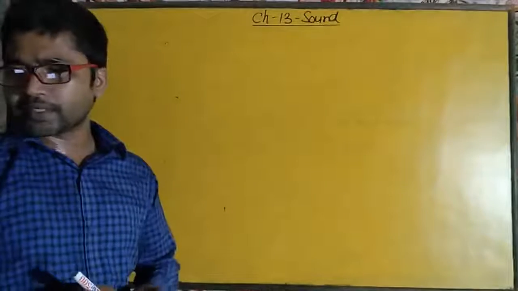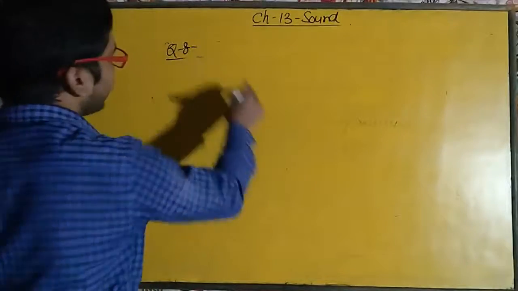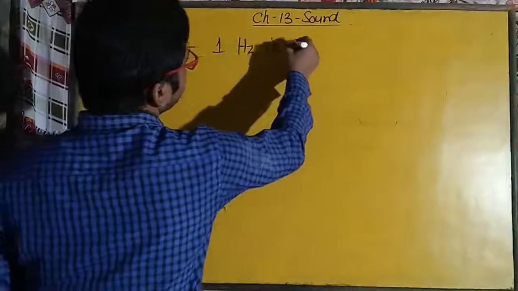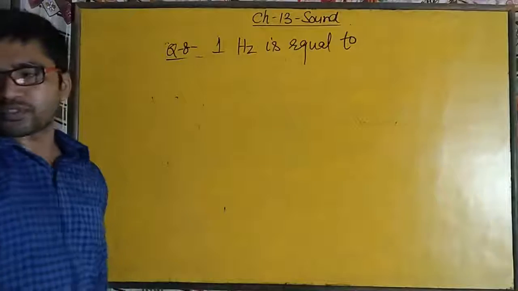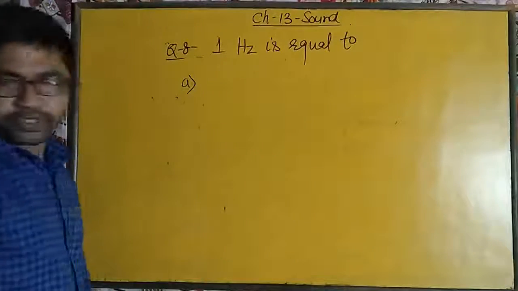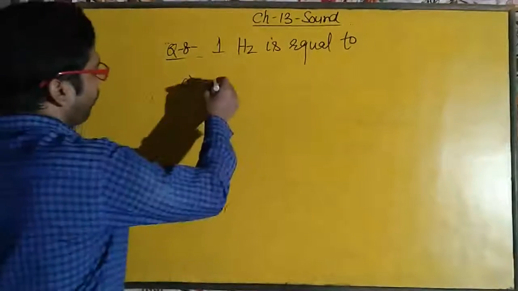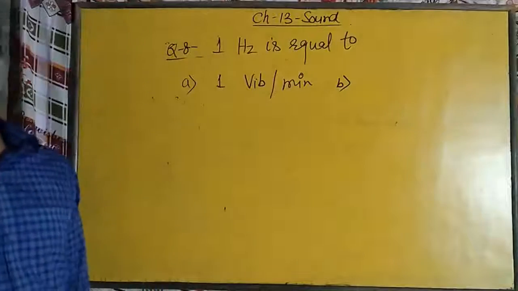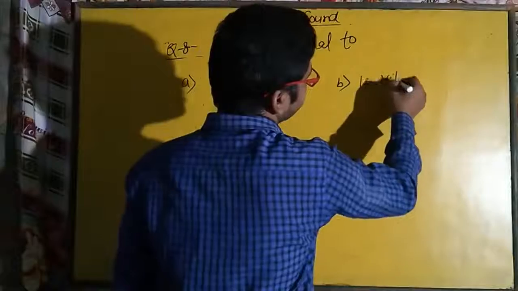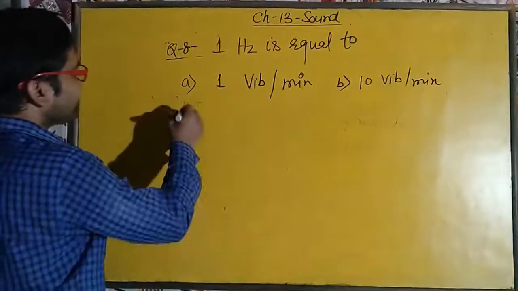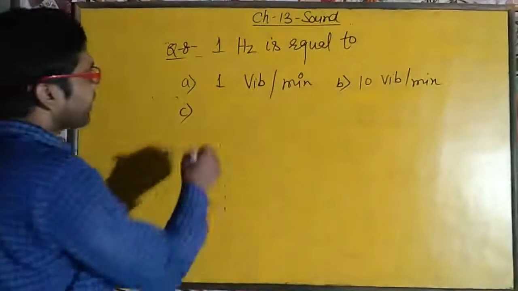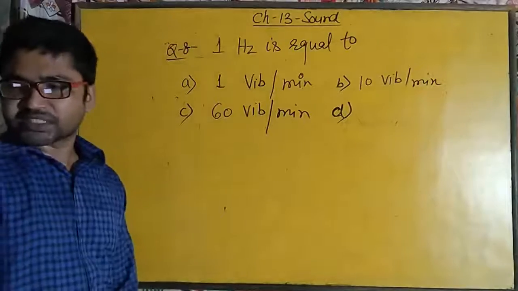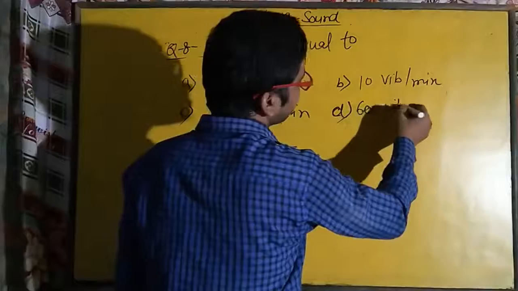We are now ready to solve question number 8. The question is, 1 hertz is equal to, and your options are: first option, 1 vibration per minute. Option B is 10 vibrations per minute. Option C is 60 vibrations per minute. And the last, option D, is 600 vibrations per minute.